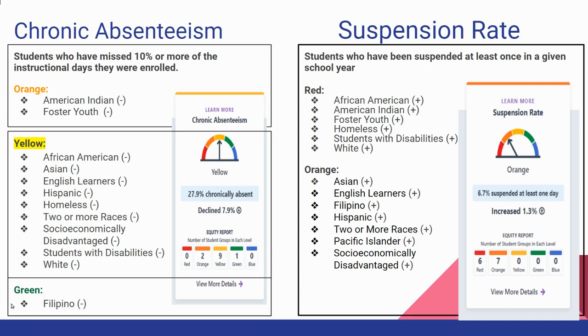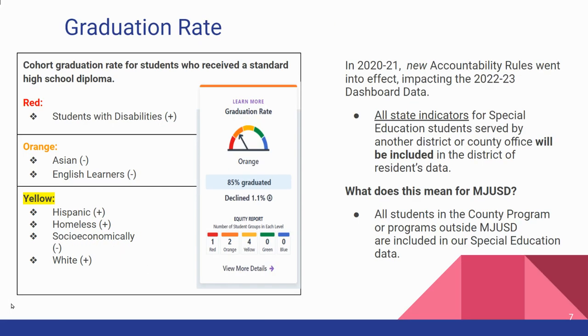For suspension rates, MJUSD increased 1.3%, which is not the trend we want to see. We have 6 subgroups in red and 7 in orange. Our graduation rate declined by 1.1%, with 1 subgroup in red, 2 in orange, and 4 in yellow.